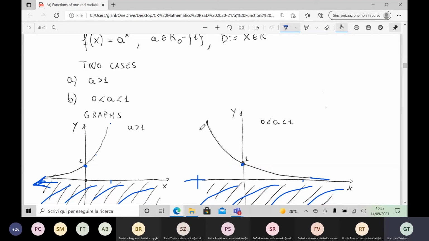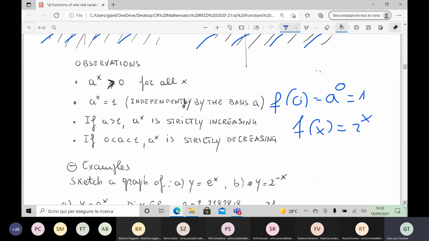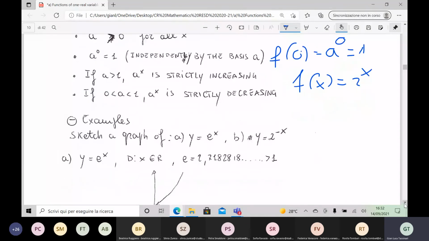So what I'm saying is that when the basis is a number greater than 1, your exponential function is strictly increasing. When your basis is a number between 0 and 1, not included, your function is strictly decreasing. I think I told everything about the exponential function. Yes, I wrote everything here.